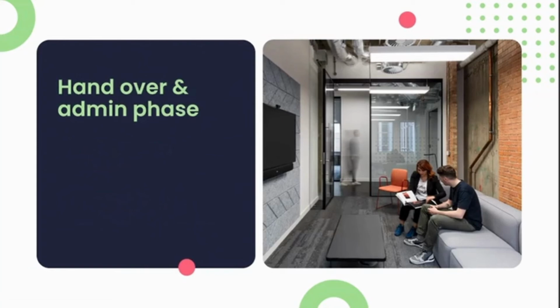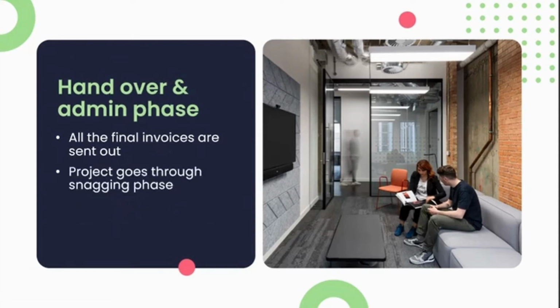Next, we jump into the handover and admin phase. This is the final phase to our project timeline. This is the point at which all final invoices are sent out. We try and get everything tied up as much as we can at this point so that we can hand over to the client. A little thing called project snagging happens here, where the site is complete, but the designer and the contractors and the client do a final walkthrough to see if everything has been constructed to standard and as per client's requirements. And then lastly, the project gets handed over at this point.